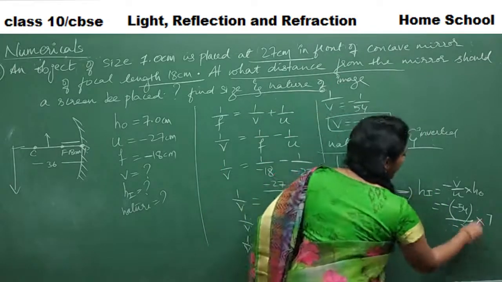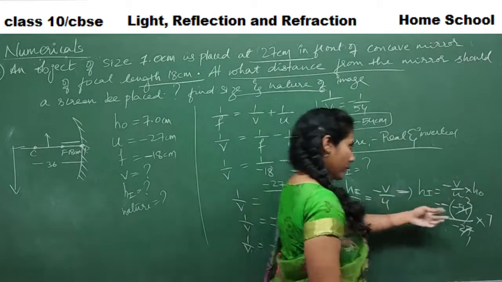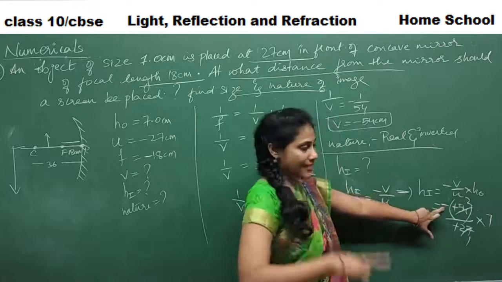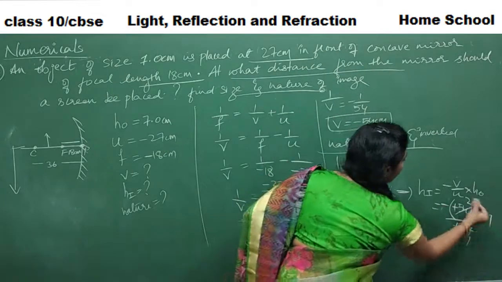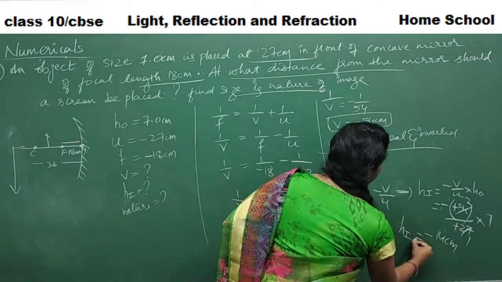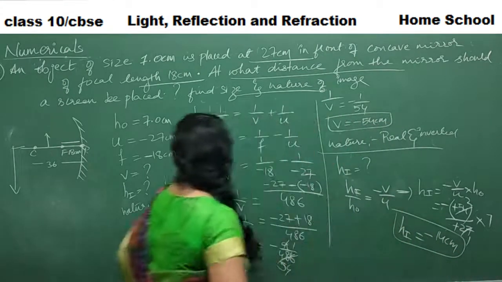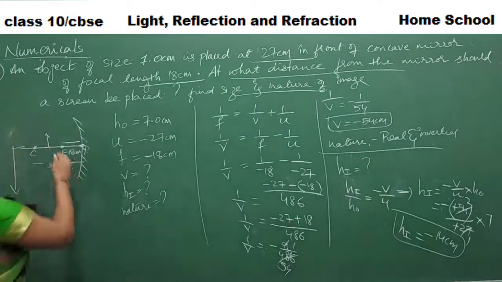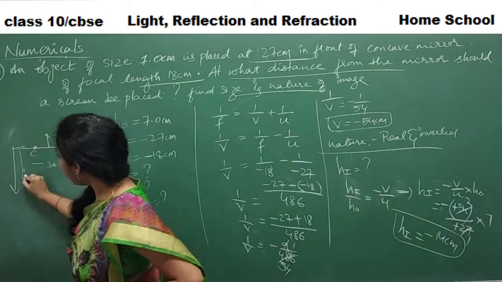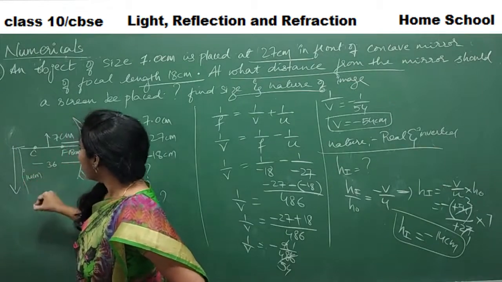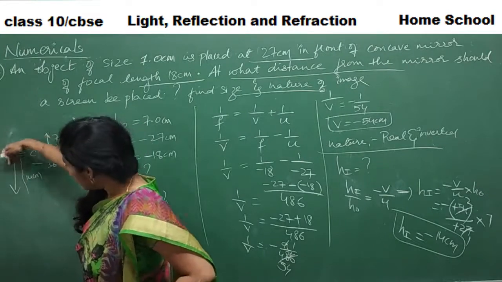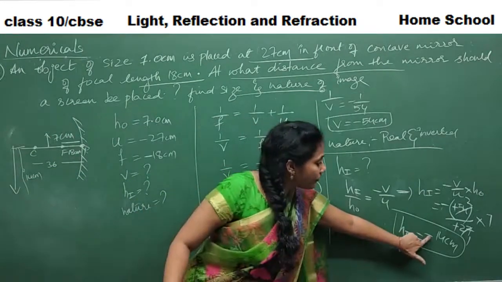See, 27 ones are 27, twos are 54, and this minus gets cancelled. This minus is there as it is. So your answer is 7 into 2, 14, minus 14 centimeter, your height of the image. Okay, see, height of the object is 7 centimeter, guys, but height of the image is double that, that is 14 centimeter. Height of the image is inverted, that's why you have the negative sign.